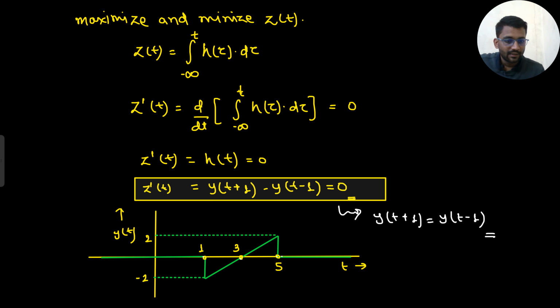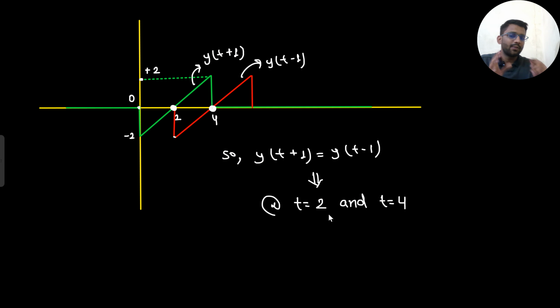So the values of t1 and t2 are 2 and 4. Now you don't know whether the value of t1 is 2 or 4, or whether the value of t2 is 2 or 4. You just know one thing, that t1 will be either 2 or 4 and t2 will be either 2 or 4. Now you need to find which value is what.